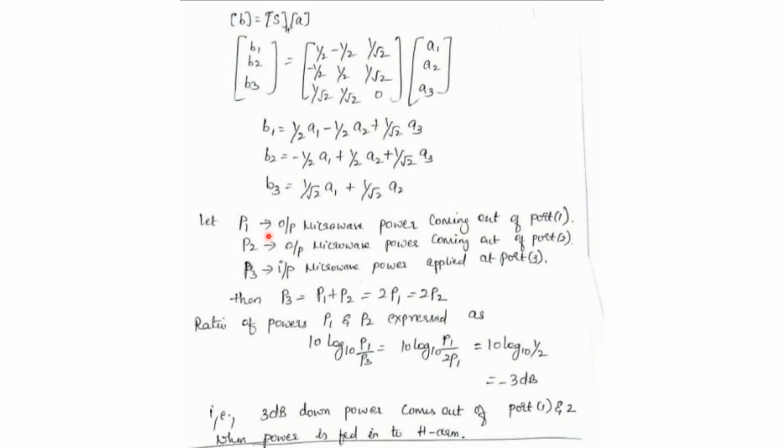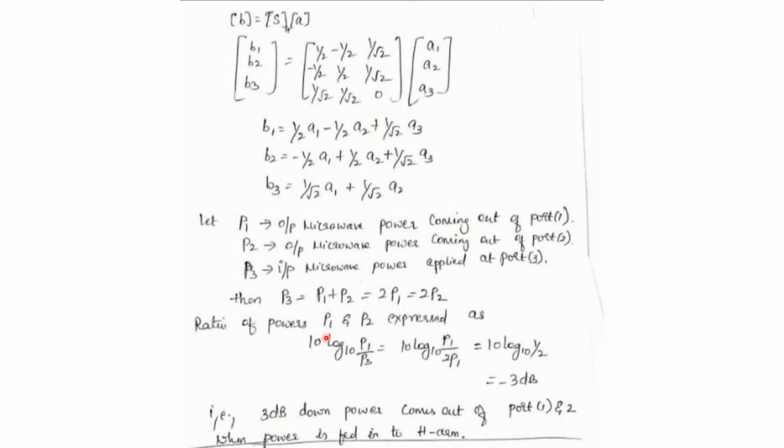Therefore, P1 is the output microwave power coming out of port 1. Here, P2 is the output microwave power coming out of port 2. And P3 is the input microwave power applied at port 3. Then P3 is equal to P1 plus P2. Therefore, input is equal to output of port 1 and port 2, which is equal to 2P1, or it can also be written as 2 into P2.